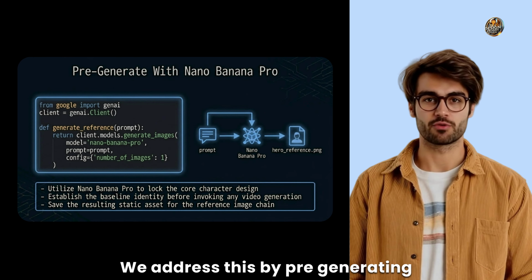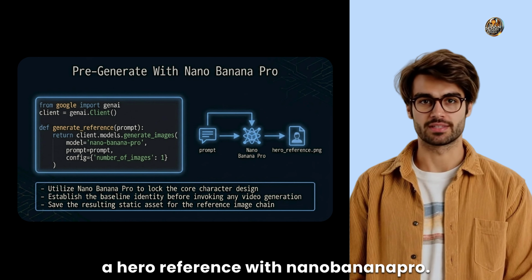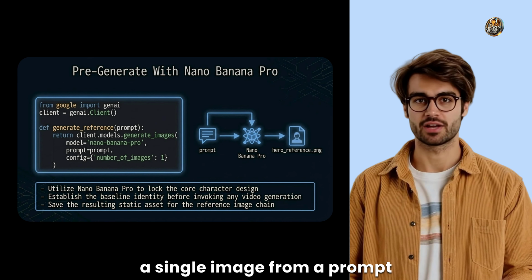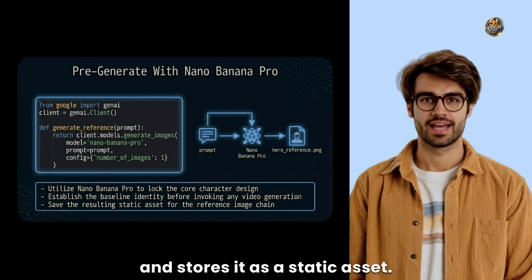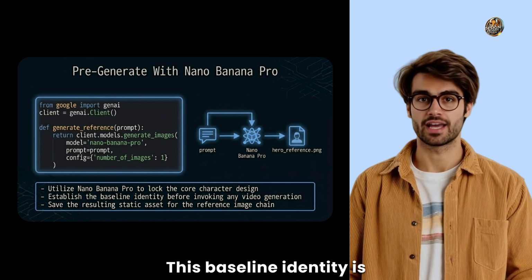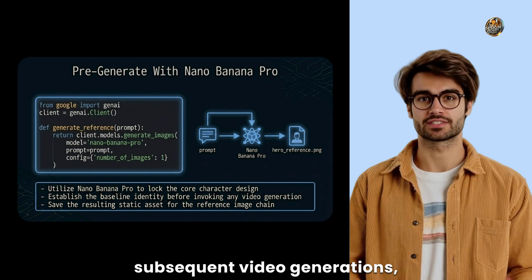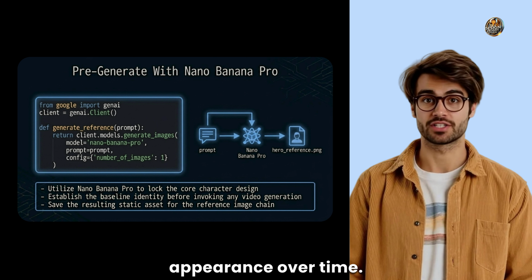We address this by pre-generating a hero reference with Nano Banana Pro. A simple helper function creates a single image from a prompt and stores it as a static asset. This baseline identity is then reused across all subsequent video generations, anchoring the character's appearance over time.